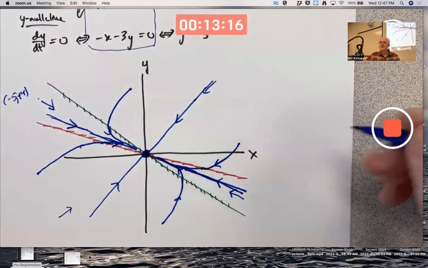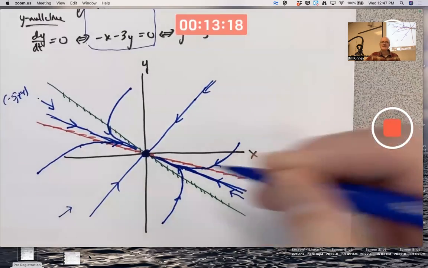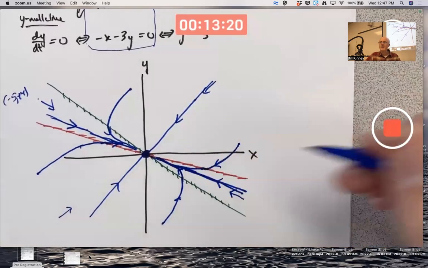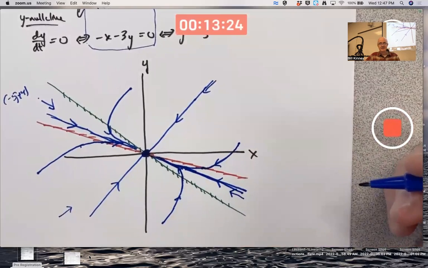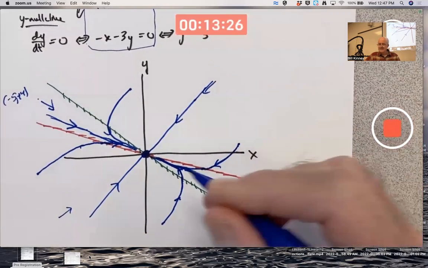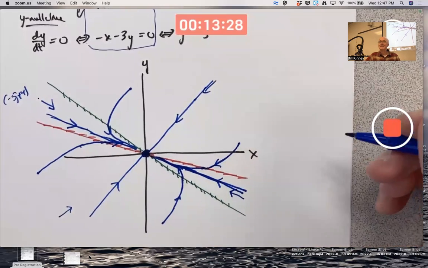All other solutions, besides those straight lines and besides the origin, that's an equilibrium point, are curved, in spite of the fact that the system is linear. And yes, the origin is an equilibrium point that is a sink.